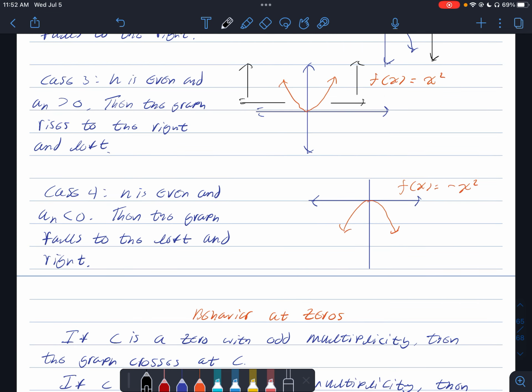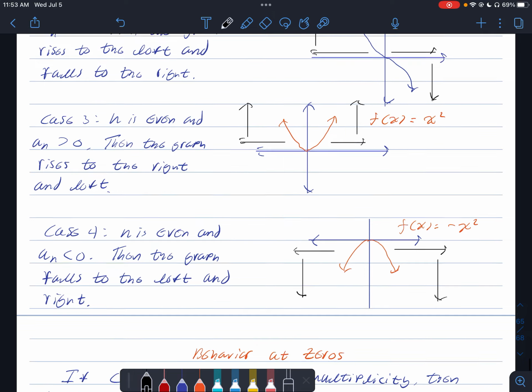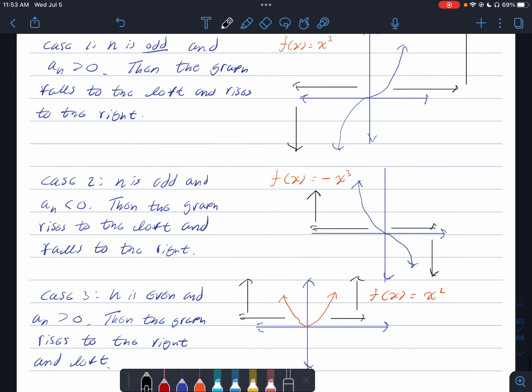All right. Another example, lastly, is where n is again an even number, but this time our leading coefficient is less than 0, so it's a negative number. Then the graph is going to fall to the left and fall to the right. And a really simple example would be just the negative of our previous example, f of x equals negative x squared. So as we go to negative infinity, the graph of the function is going to go to negative infinity. And as we go to positive infinity, again, the graph is going to go to negative infinity. So this is how the end behavior is going to look.